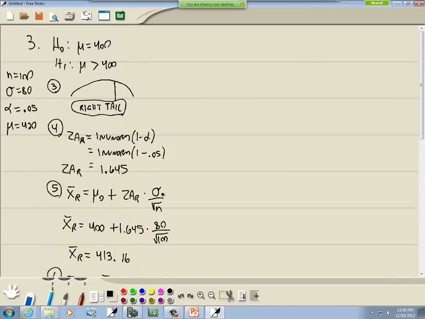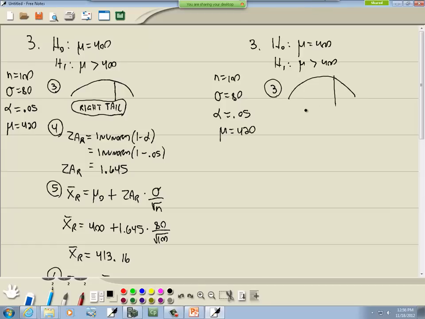Okay, let's go back and do it by hand. Okay, so we got mu is equal to 400. H1 is mu is greater than 400. N is equal to 100. Sigma is equal to 80. Alpha is equal to 0.05. And mu is equal to 420. And it's a right tail.